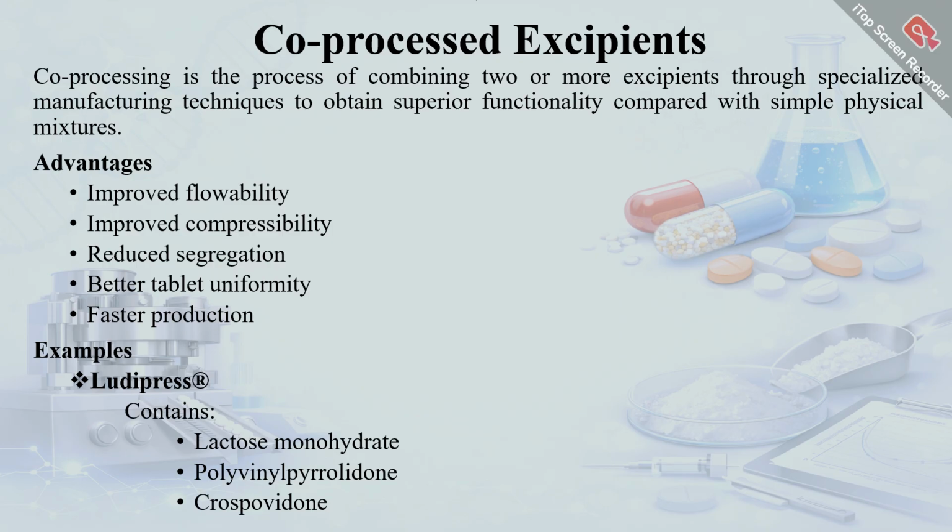Next, co-processed excipients. Sometimes excipients are not simply used; they will be co-processed. This is to improve the functionality. See here, co-processing is the process of combining two or more excipients through specialized manufacturing techniques to obtain superior functionality compared with simple physical mixtures. Advantages of these co-processed excipients are improved flowability and compressibility, reduced segregation, better tablet uniformity, and faster production. An example of a co-processed excipient is Ludipress. It contains lactose monohydrate, polyvinyl pyrrolidone (PVP), and also crospovidone.